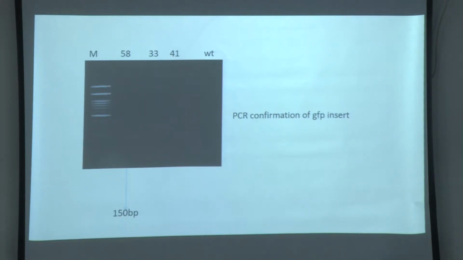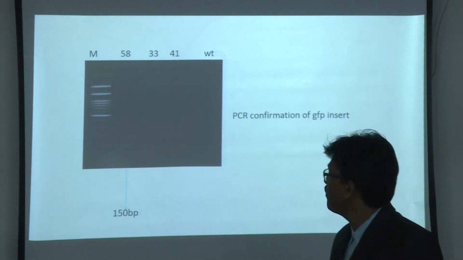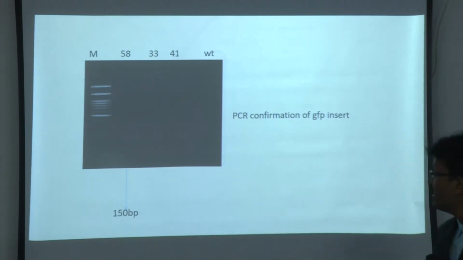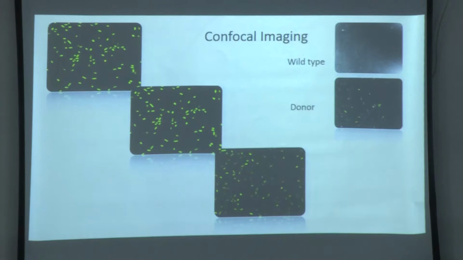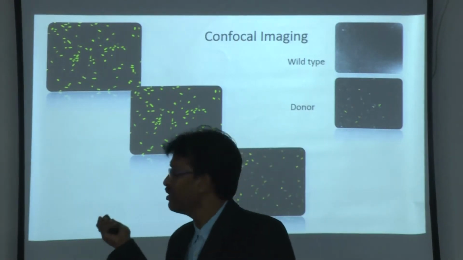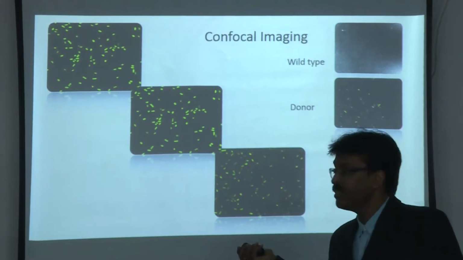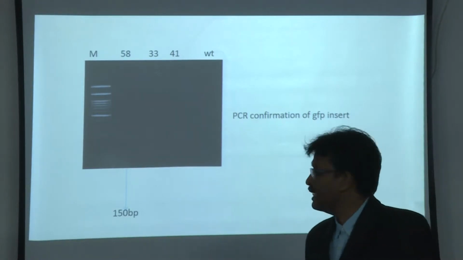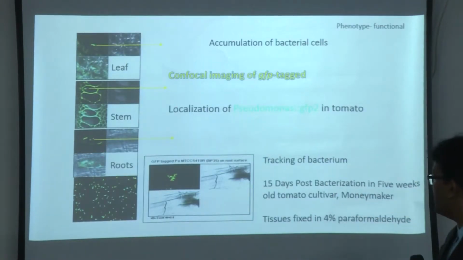So if you get the 150 base pair amplicon, you can say that the integration is taking place. Of course, the integration is quite obvious here. Without integration, you are not going to see the fluorescence. That is quite obvious, but still, just for the confirmation sake, you can do the PCR confirmation of GFP insert.